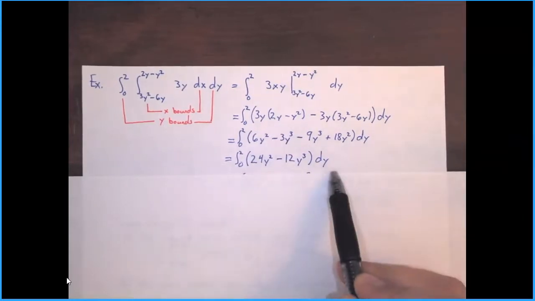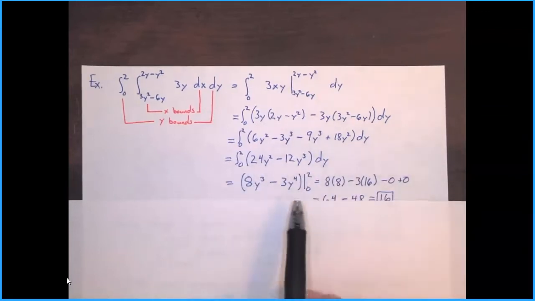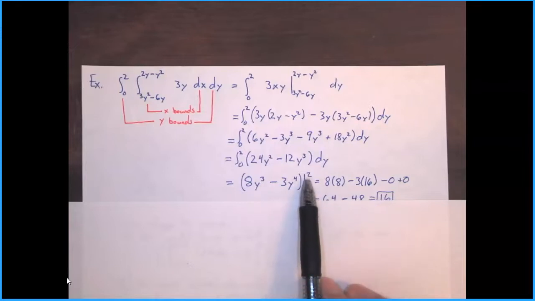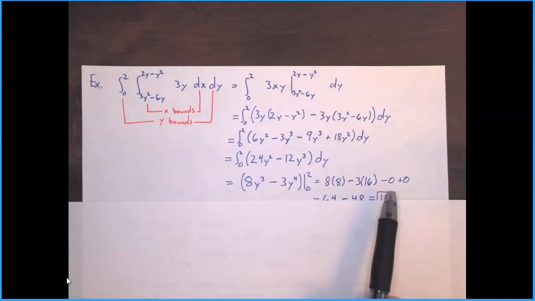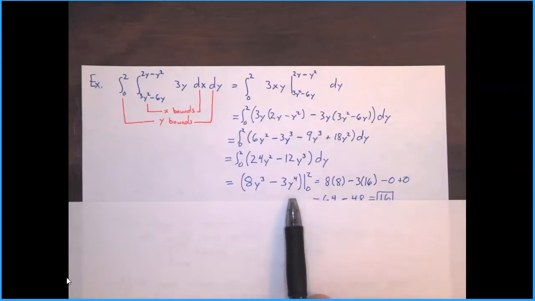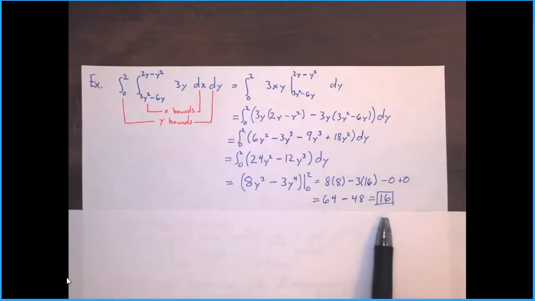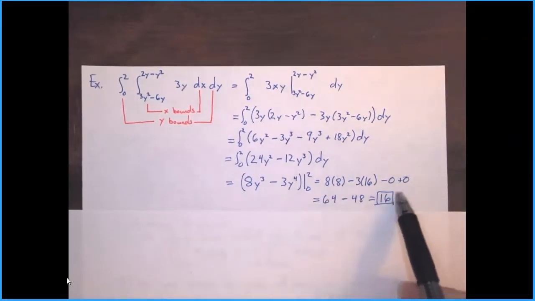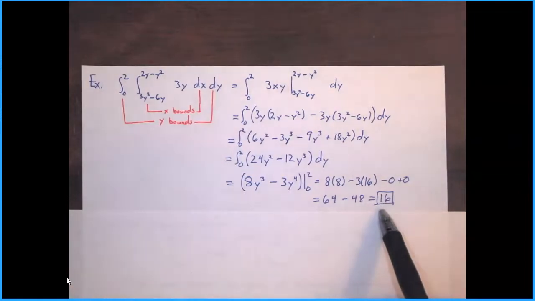So now I continue to integrate this with respect to y. And I'm going to get 8y cubed minus 3y to the fourth, evaluated from 0 to 2. So 2 cubed is 8, so that's 8 times 8. 2 to the fourth is 16, minus 3 times 16. I plug in 0, I get zeros. So that is 64 minus 48, my answer is 16. We still want our answers to be numbers. So if you finish your second integral and you have variables here, for these kinds of problems, there's something wrong. Your final answer should be a number.